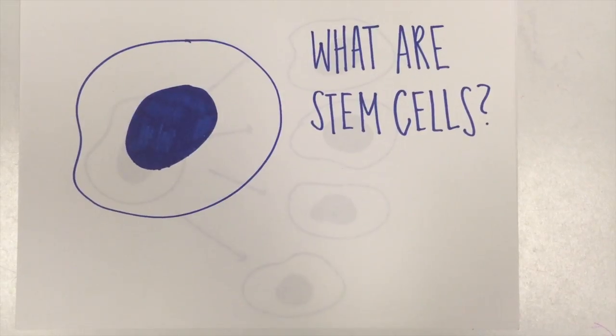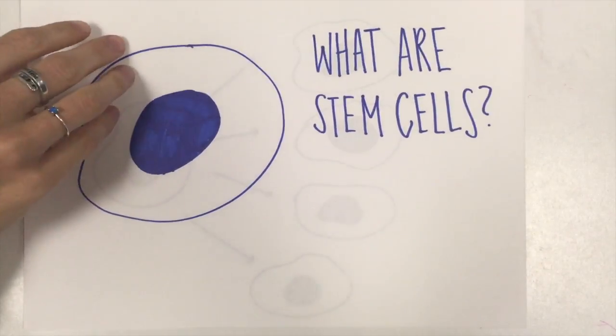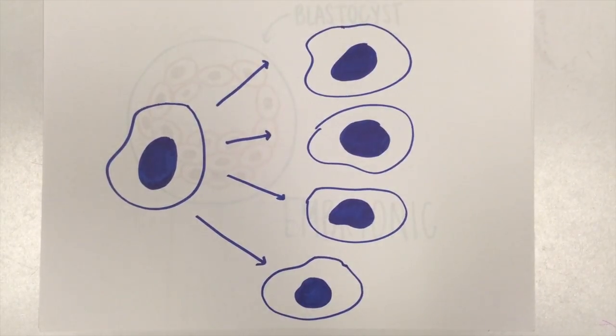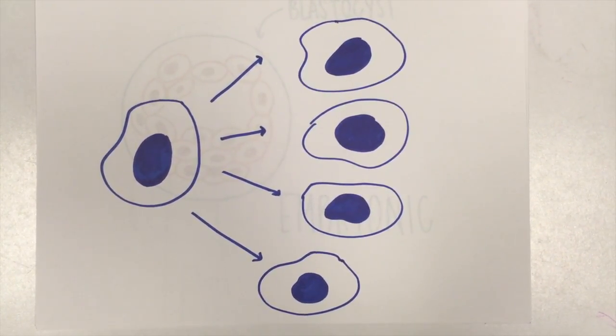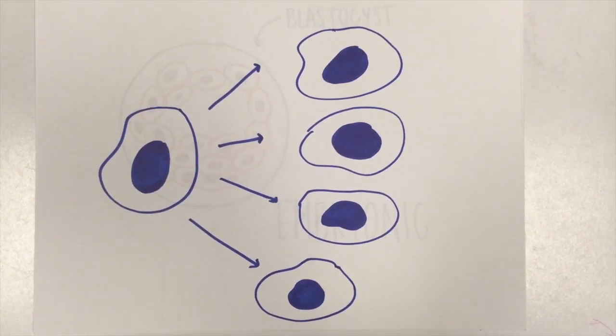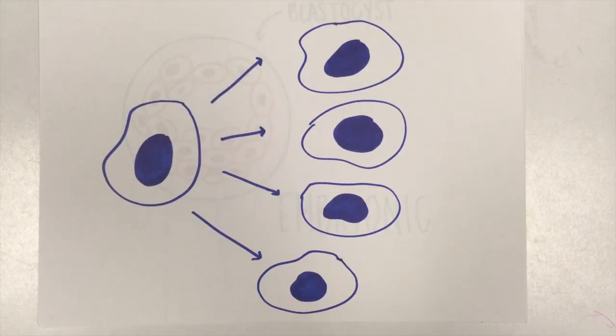What are stem cells? Stem cells have specific aspects that make them different from other types of cells. The first characteristic is that these cells are unspecialized and can divide to produce more undifferentiated stem cells. Another aspect is that these cells can be manipulated to become other types of cells, such as embryonic, adult, and iPS.